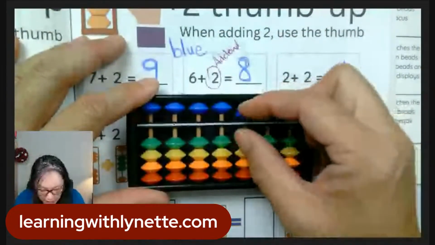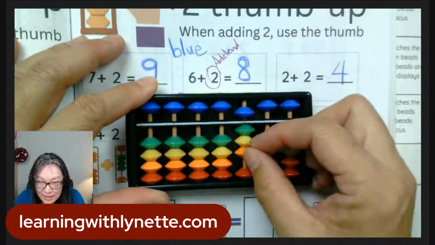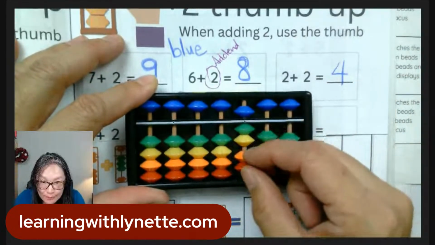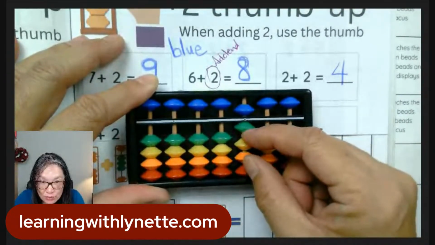When we add the 2, we have 6. And again, my add-in is 2. I'm going to add these 2 beads. It doesn't matter which 2 beads, it could be these 2 beads or these 2 beads, as long as I'm moving 2 beads.